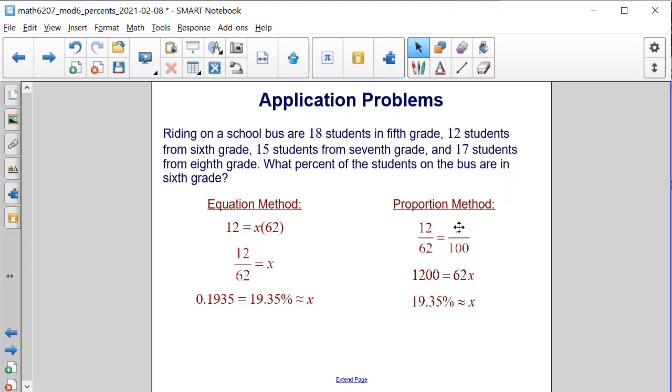And again, here are the solutions. Notice the equation method, set up the same way as we did it, and then we divided both sides by 62, and we got 0.1935, or 1,935 10,000ths, and that converts to 19 and 3/500ths percent. And you can also use the proportion method and still get the same answer.